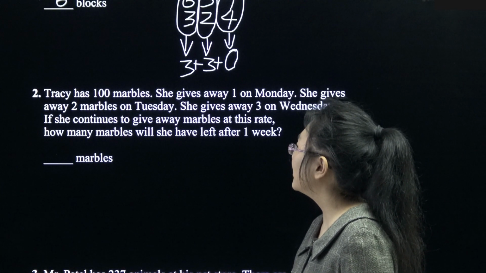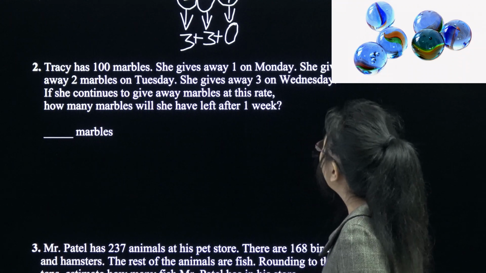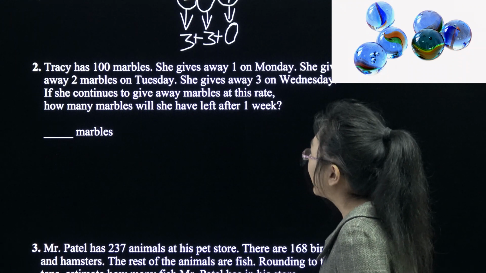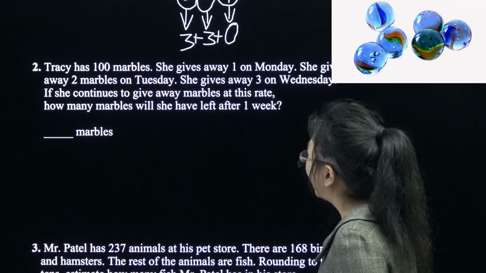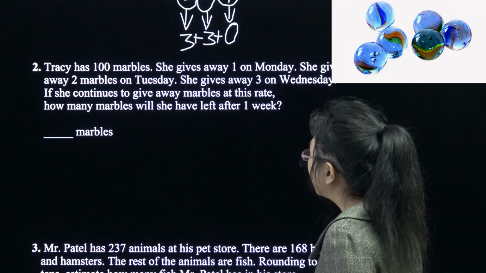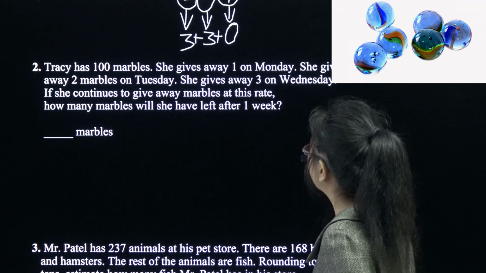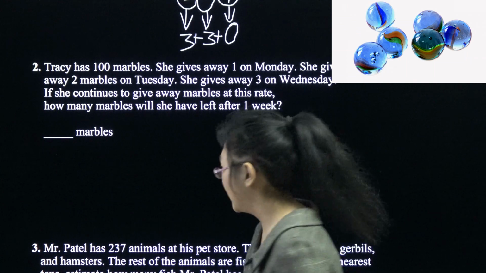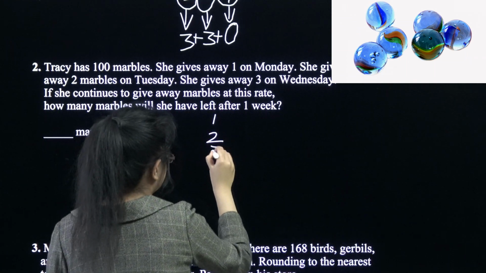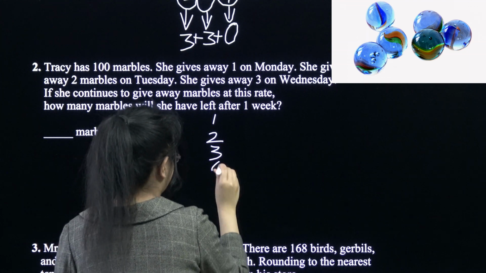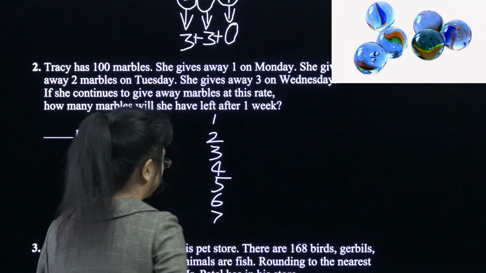Tracy has 100 marbles. She gives away 1 on Monday. She gives away 2 marbles on Tuesday. She gives away 3 on Wednesday. If she continues to give away marbles at this rate, how many marbles will she have left after 1 week? Well, the pattern is 1 on the first day, 2 on the second day, 3 on the third day, and then 4 on the fourth day, and so on. There's 7 days in a week.